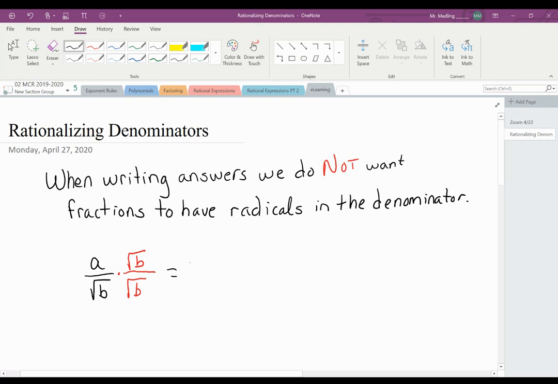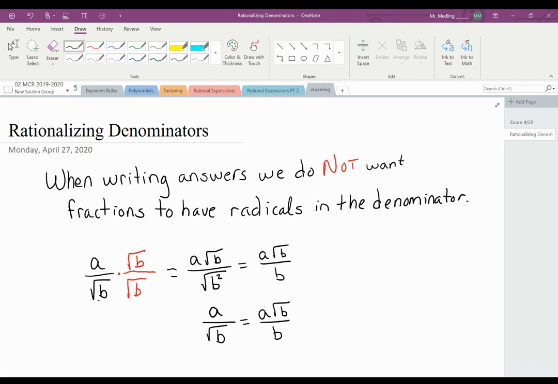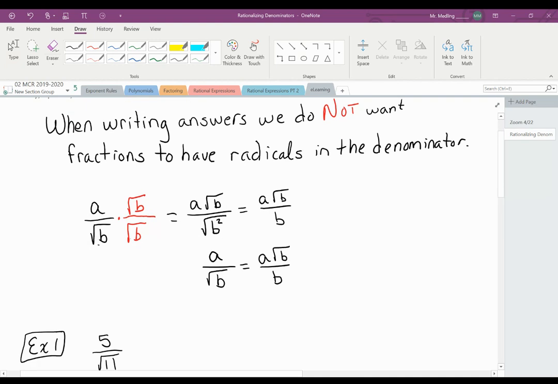So on top, I have a times the square root of b, and on the bottom, I have the square root of b times the square root of b, which is the square root of b squared. And what is the square root of b squared? Well, it is just b. So a divided by the square root of b is exactly the same thing as a square root of b over b. Now, we're going to look at some problems with numbers, because I know for a lot of you, looking at it with variables only, you don't really understand what's going on. So let's take a look at a problem.